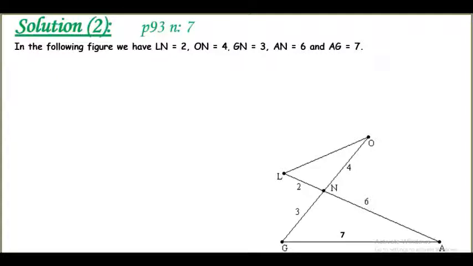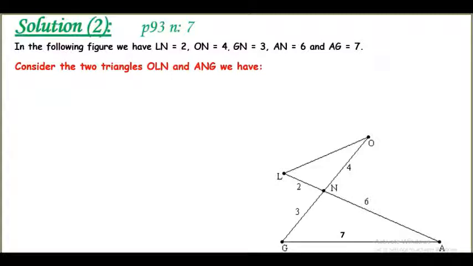How can I find the measure of the side OL? So, I have to choose two triangles and prove them similar in order to use the ratio of similarity to find the measure of OL. What are these two triangles? Yes, as you said, it is the triangle LNO and the triangle GNA. So in the two triangles OLN and ANG, let's start looking for equal angles.